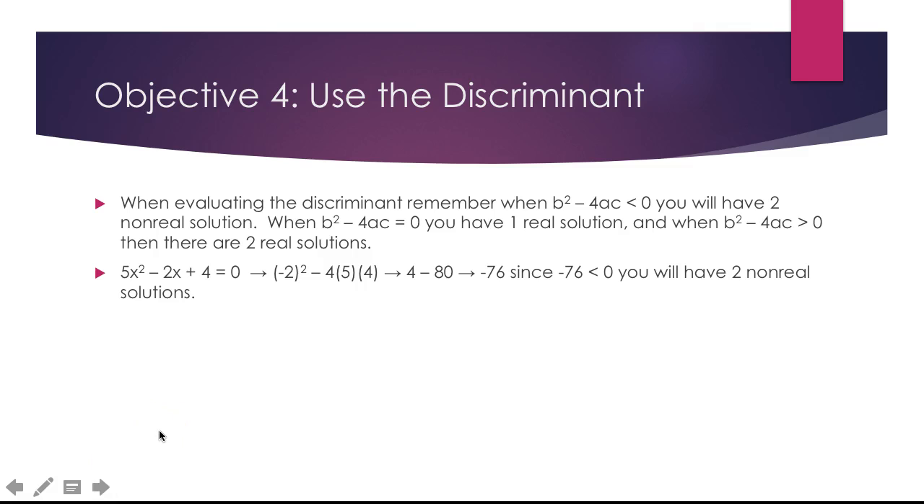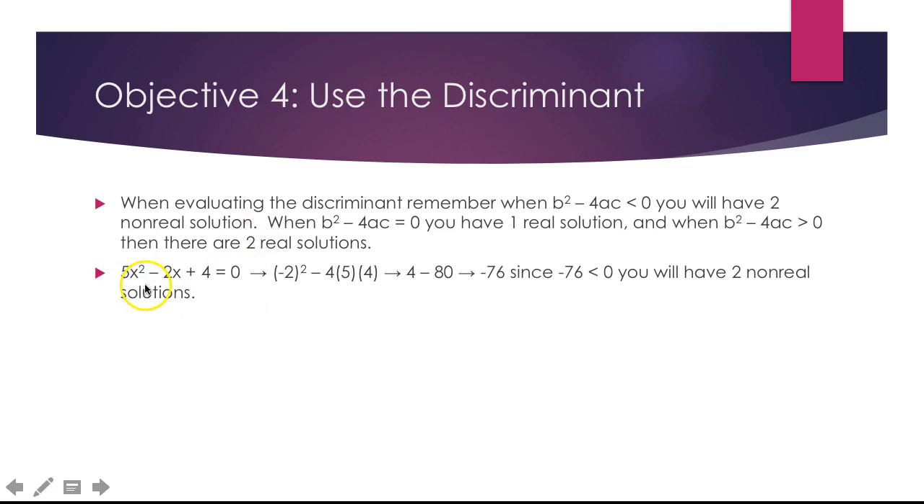Use the discriminant. The discriminant is the part that usually is under the radical in the quadratic formula; it's b squared minus 4ac. You need to remember, if that's less than 0, then you have two non-real solutions. When b squared minus 4ac equals 0, you have one real solution. And when b squared minus 4ac is greater than 0, then you have two real solutions.